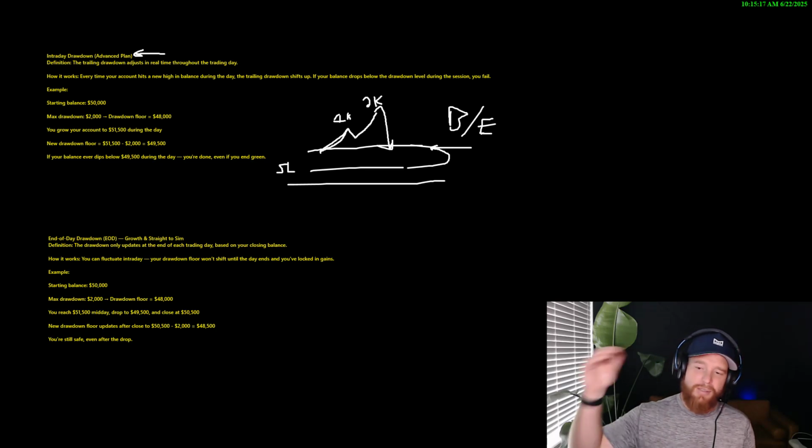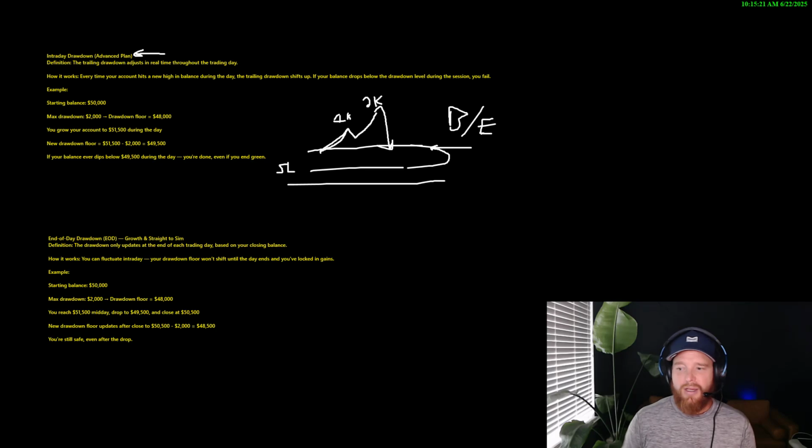Same thing. So it goes up to 51,500 midday, and it drops down to 49,500. But you close it at basically $500 profitable, and then the next day we'll call it your loss limit there is going to be at 48,500 because you are $500 profitable, and that's where it closed on the day.